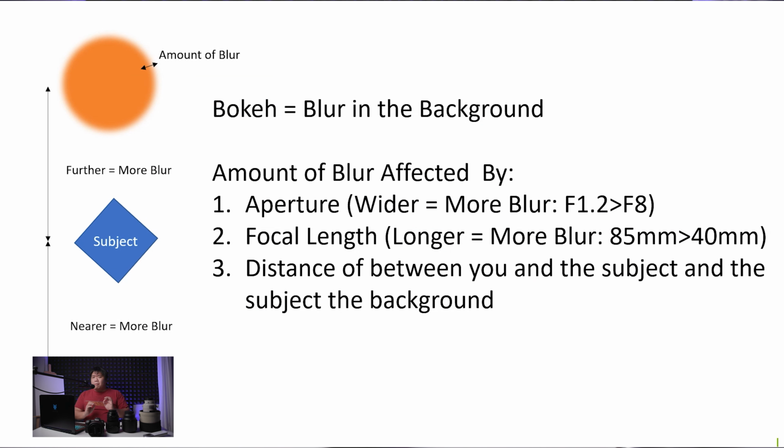Now, we talk a little bit about bokeh first. Now, bokeh is actually the background blur, and the background blur is actually affected by a few things: the aperture, the focal length, where the longer the better, and the distance between you and the subject and the background. Really, this is all the things that affect the amount of blur.